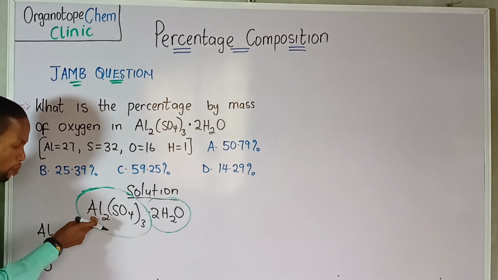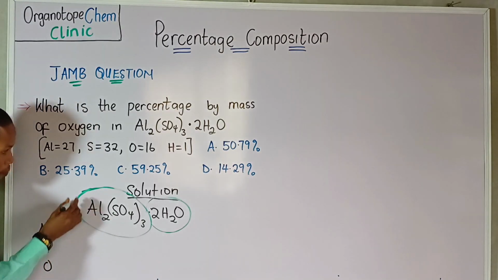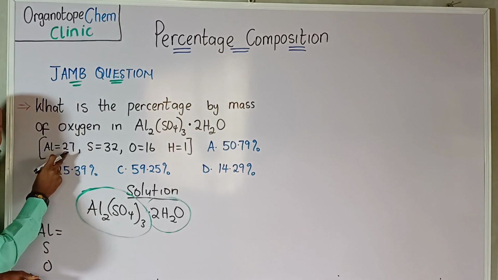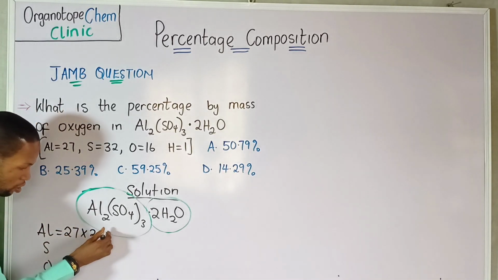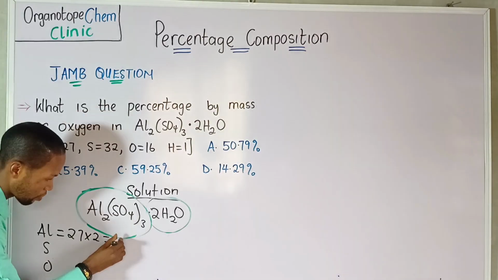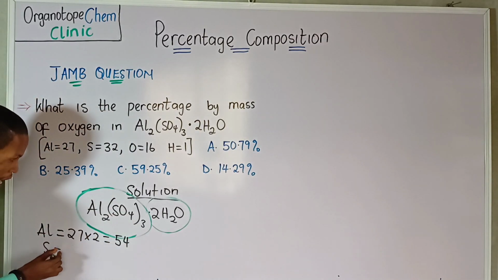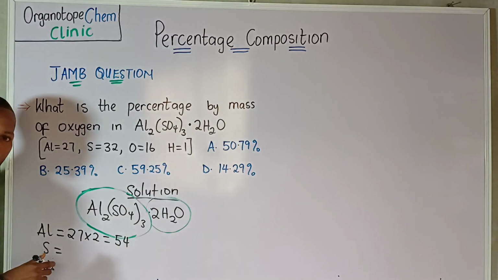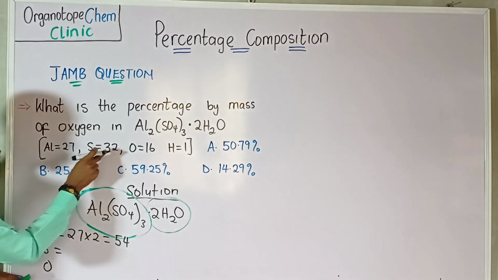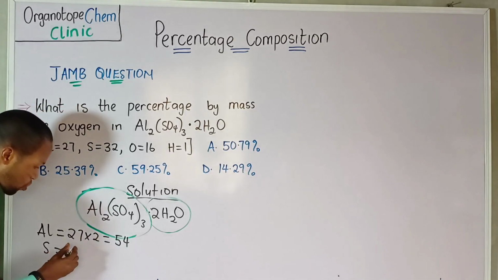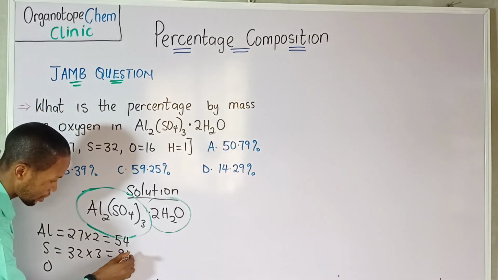Can we check the atom of aluminium in this compound? We have 2 atoms of aluminium. And what is the atomic mass of aluminium? That's 27. 27 times 2. This will give us 54. Then we move to sulfur. We have 3 atoms of sulfur in the anhydrous part. Then we have 32 as the atomic mass of sulfur. That means we have 32 times 3, which is 96.